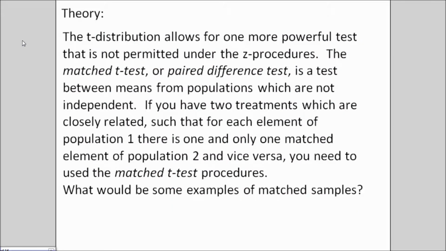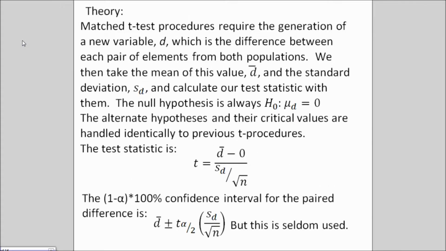One of the key assumptions required for those last groups of problems is that they were independent samples. But what if they're not? Now, the t-distribution allows for what's called a matched t-test or a paired difference test, which means the populations are not independent. You have treatments that are closely related. Generally speaking, you match every single person from one sample to the other sample and can compare results that way.